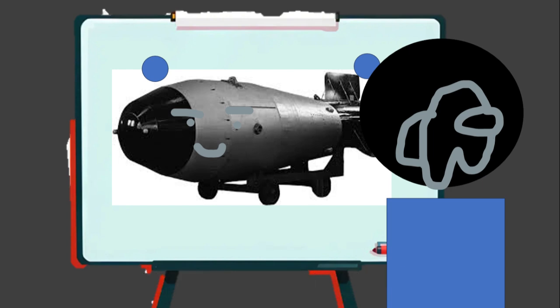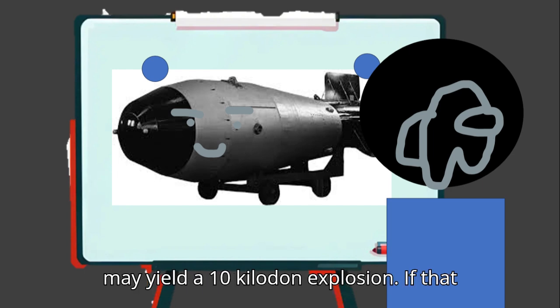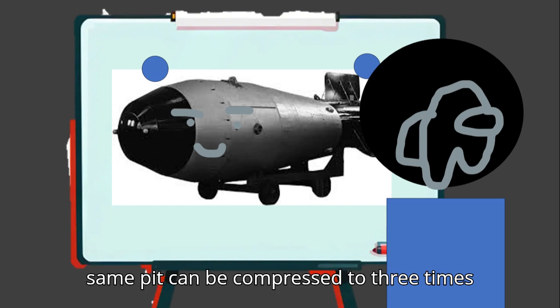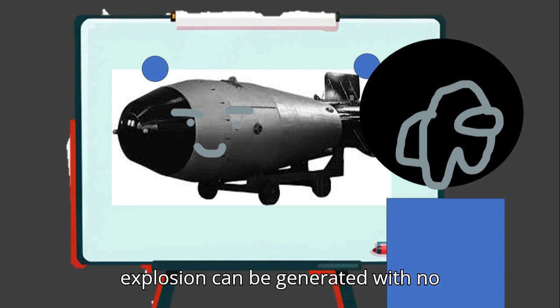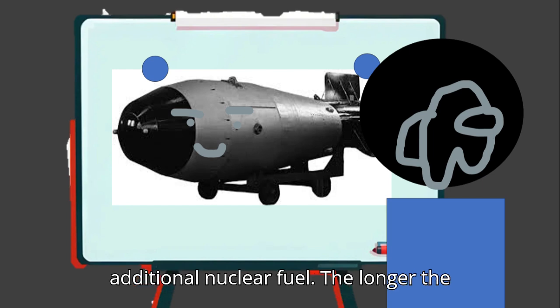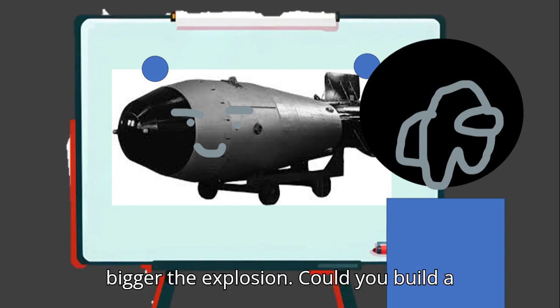For example, if the pit is squeezed so that the density is doubled during detonation, it may yield a 10 kiloton explosion. If that same pit can be compressed to 3 times its original density, a 40 kiloton explosion can be generated with no additional nuclear fuel. The longer the fission material is allowed to react, the bigger the explosion.